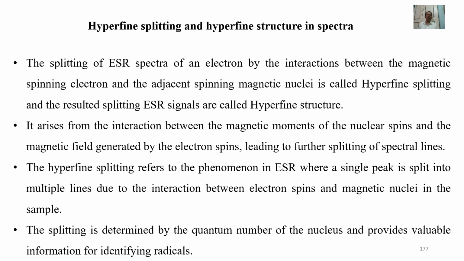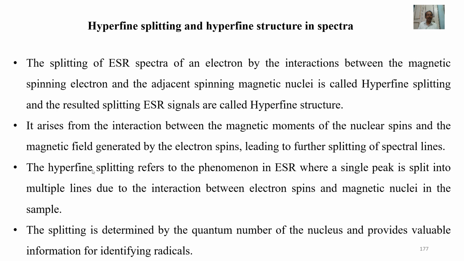The splitting of ESR spectra of an electron by the interactions between the magnetic spinning electron and the adjacent spinning magnetic nuclei is called hyperfine splitting, and the resulting split ESR signals are called hyperfine structure. It arises from the interaction between the magnetic moments of the nuclear spins and the magnetic field generated by the electron spins, leading to further splitting of spectral lines.